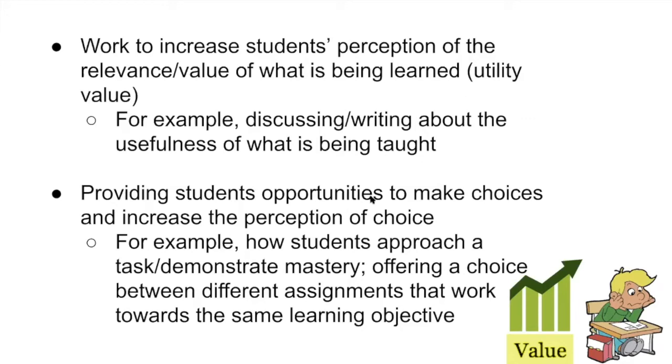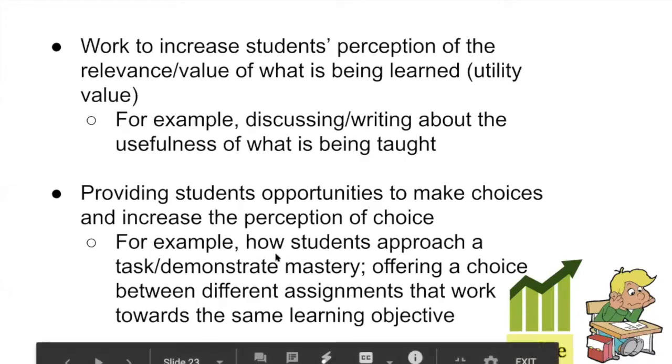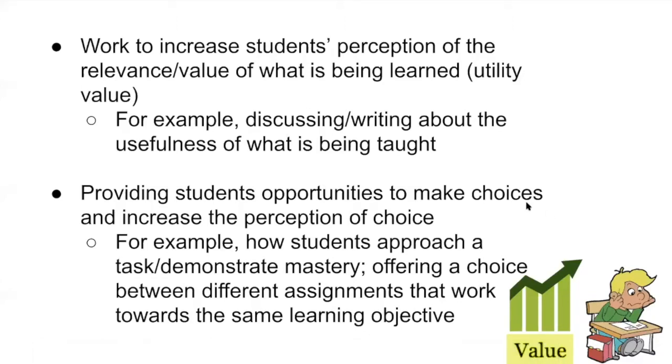Also, we find that by allowing students to make choices or by us increasing the perception of choice, that boosts value. We value greatly the ability to make choices. For example, we might offer a choice in how students approach a particular task or how they demonstrate mastery. You can do it this way or you can do it this way, or a way that you can come up with that meets the criteria. You can offer a choice between this assignment or this assignment, as long as it works towards the same learning objective. So either choice or the perception of choice.